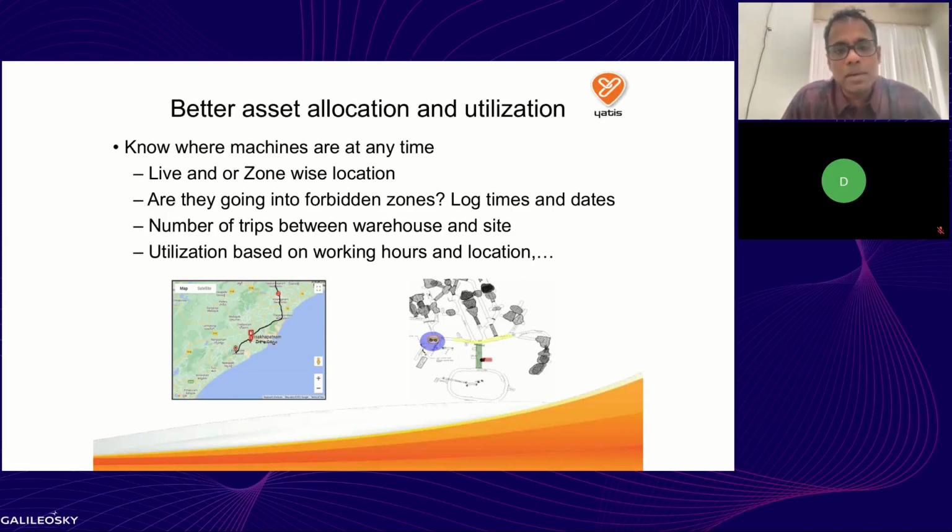For example, you can highlight the number of trips between, say, a warehouse and a site, or a digging area and a dumper. And as mentioned before, you can have utilizations based on working hours and locations in each of those. So if you have multiple zones, you can get the number of working hours done in each of those locations and the exact profile of how your vehicles perform there.